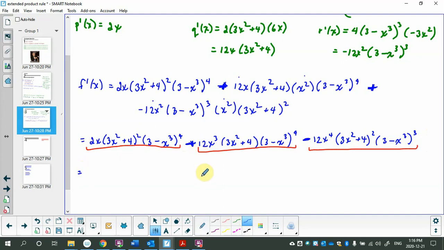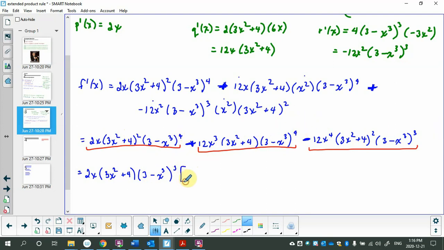So monomial-ish information. 2x, 12x cubed, 12x to the 4th. I can take out a 2x. Bracket. Next thing, I see a 3x squared plus 4 bracket in every one of them, so it's common. And I have to very carefully take out the minimum. So 2, 1, 2, I can take out one of them. And then next up is the 3 minus x cubed bracket. 4, 4, 3, I can take out the minimum, which is 3.